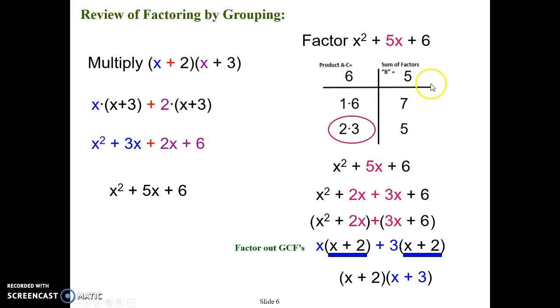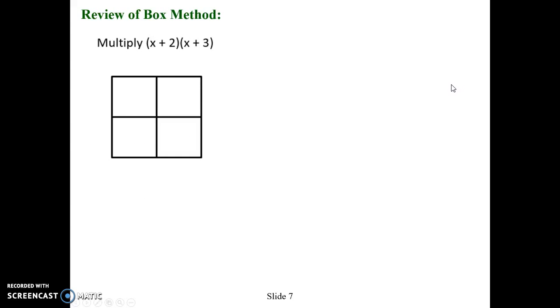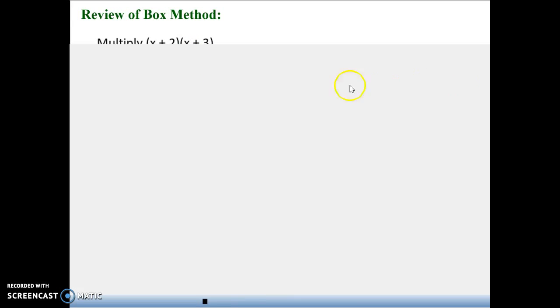I'm going to take this exact same problem, the x squared plus 5x plus 6, and show you another way of factoring. I call this the box method. Now let's review. I want to show you how the box method works when you multiply polynomials together. This is just like a multiplication table.